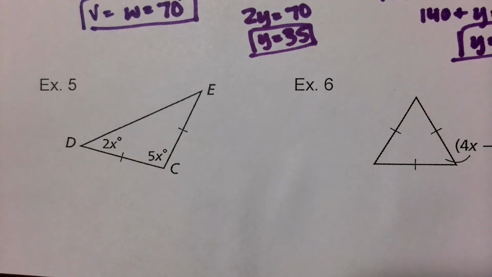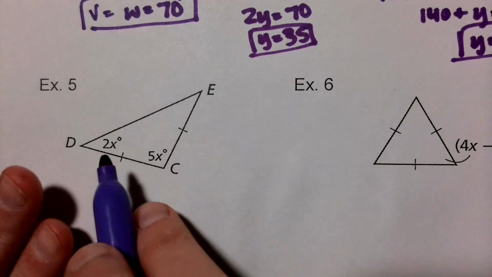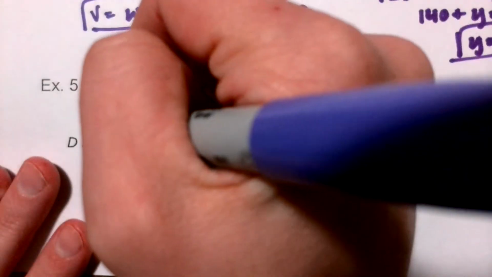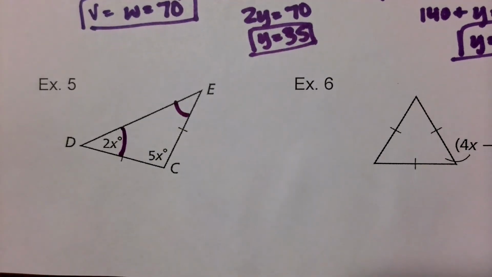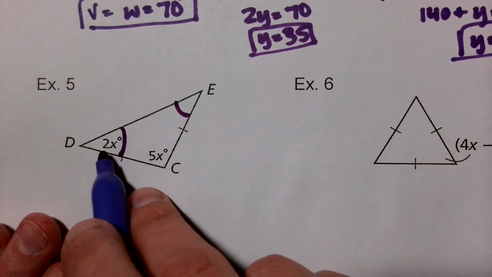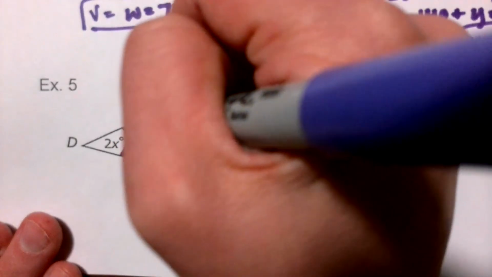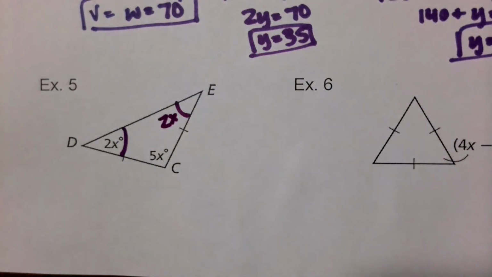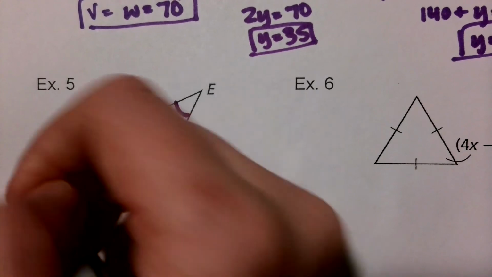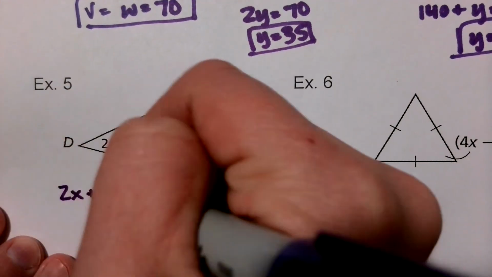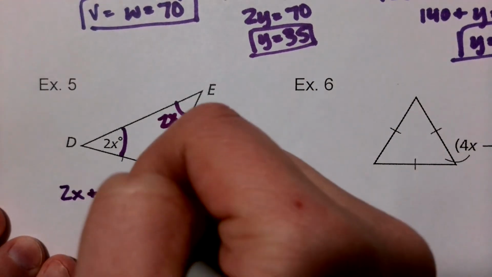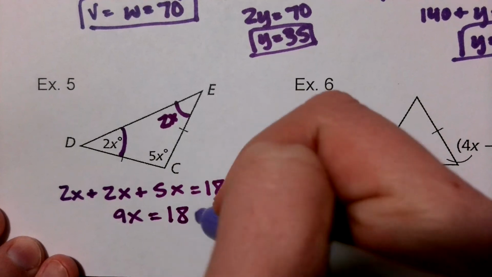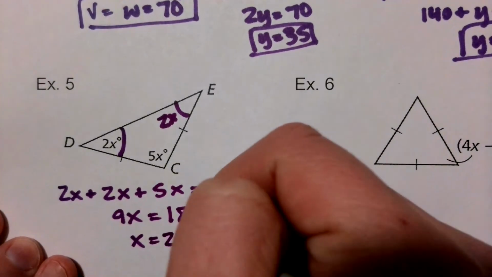Example 5, we're seeing that we've got congruent sides. So that means the angles opposite them are congruent to each other. This one is a little bit different though. I don't know any of those angle measures. What I do know is that if these are congruent to each other, then if angle D is 2x, angle E has to be 2x. And then I know the sum of all three of them has to be 180. So my 2x plus 2x plus 5x equals 180. So we've got 9x's. X ends up being 20.